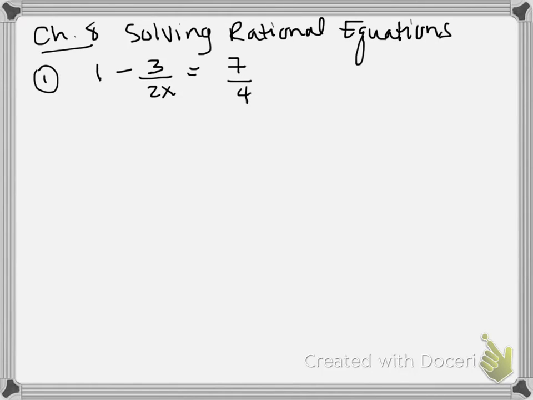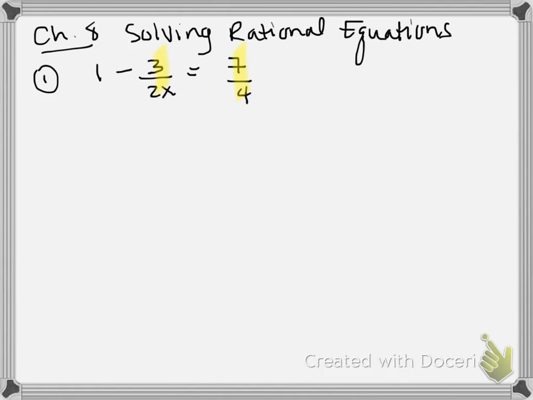The last thing we have to talk about in Chapter 8 is solving rational equations. A rational equation is simply an equation that involves rational terms. You can see I have two rational terms, 3 over 2x and 7 over 4. They're written as ratios, that's why they're called rational terms.